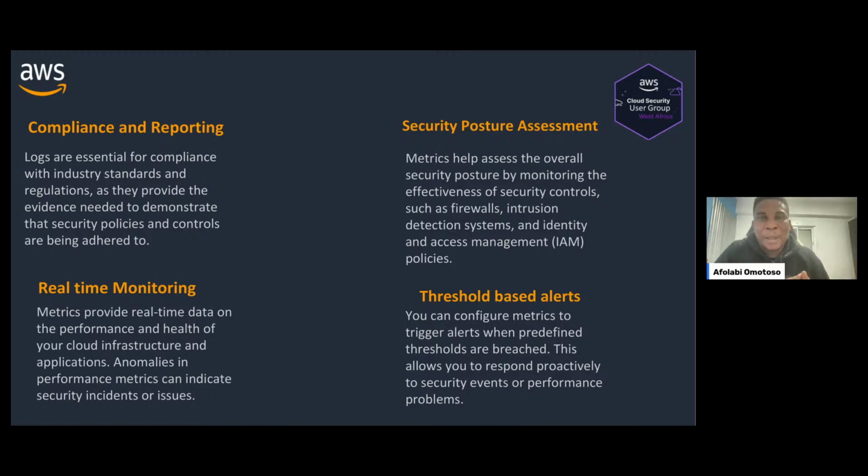For example, the concept of least privilege: whenever we have to give access to people or applications using things like IAM roles, groups, and the likes, we can still see all those things in logs and metrics.